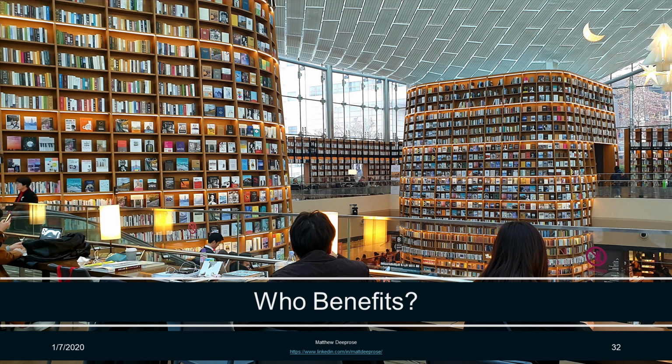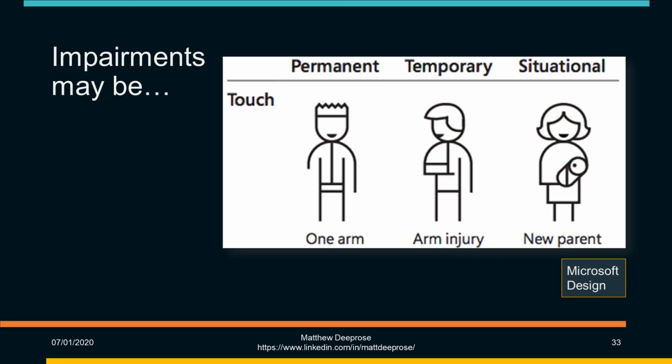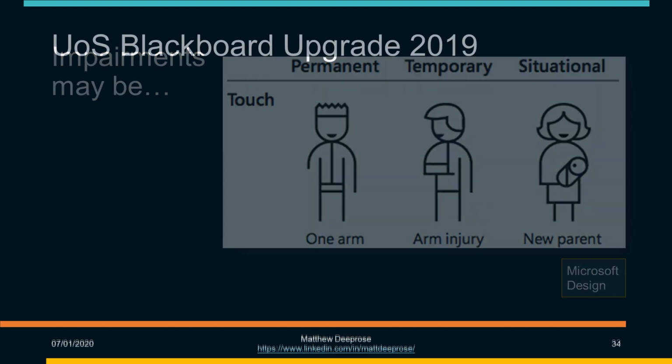Who benefits from all of these regulations? Well, hopefully everyone agrees that everyone will be benefiting. And you might have seen slides such as this where we not only think of permanent and temporary impairments, but also situational ones, which I'll mention a little bit later on as well, some examples.